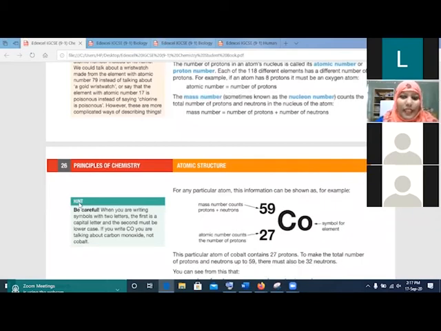Firdaus sir, can you try and tell me what's the atomic number of cobalt? 27.